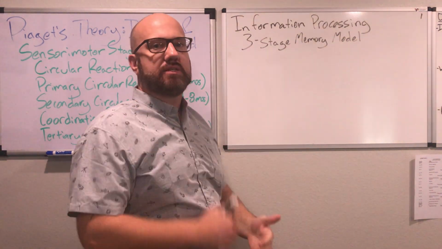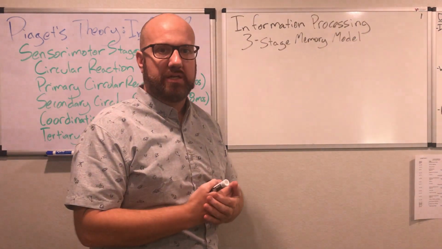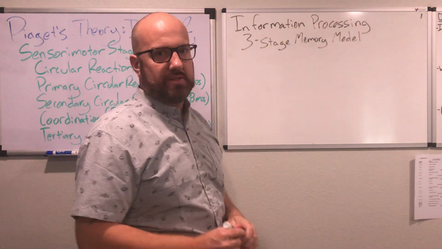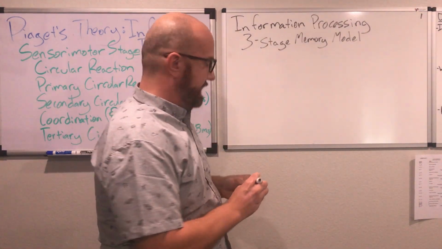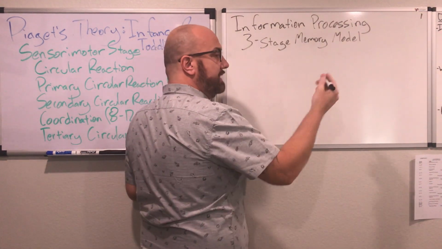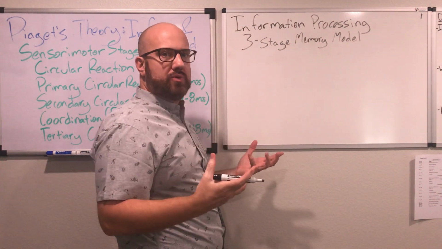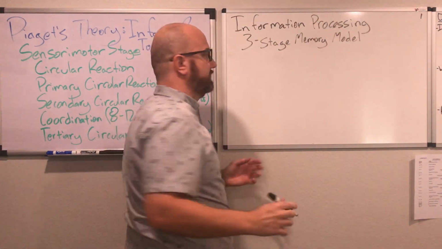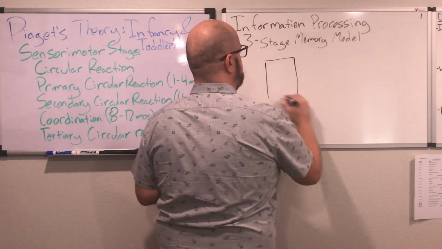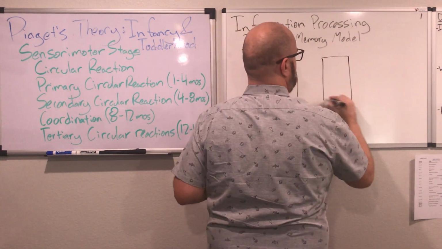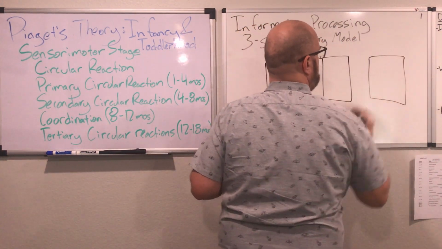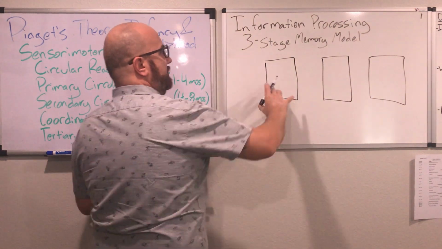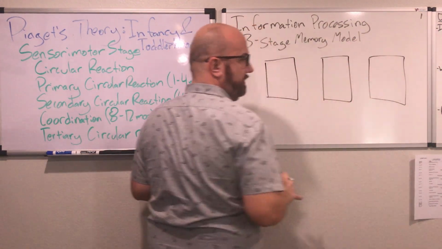Information processing is based on memory, okay? So they're going to use this 3-stage model, all right? And again, it's the one that we use for memory the most. So it has 3 boxes, all right? And so these are our 3 stages of memory.